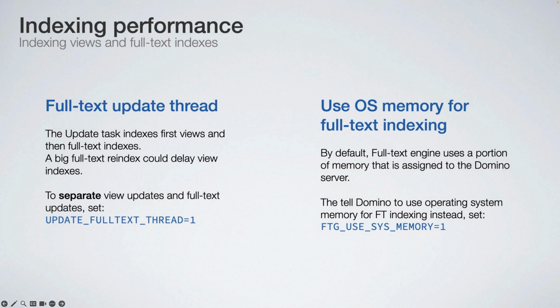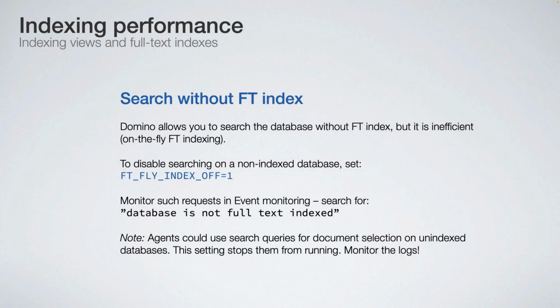The second parameter says that if you index full text, by default full text update uses RAM, memory that is allocated by the Domino server because it is part of the Domino server. With this setting, the full text will not take or steal memory from Domino, from other Domino tasks, but will use memory from the operating system outside of Domino. So this again could increase performance and give more memory for the remaining Domino processes.